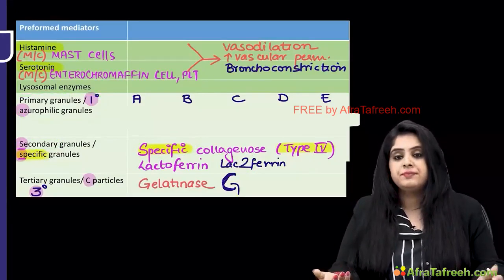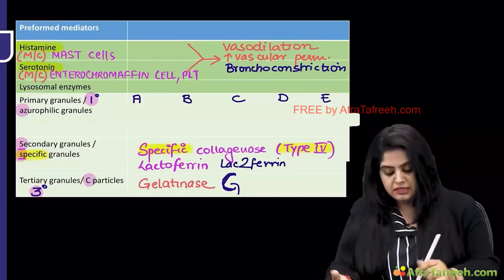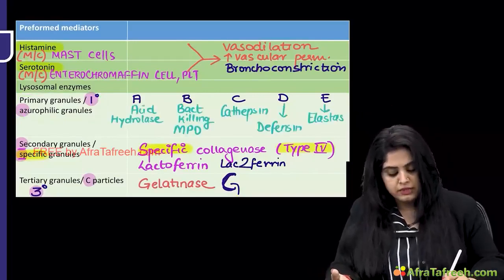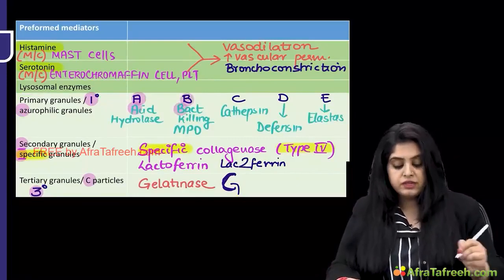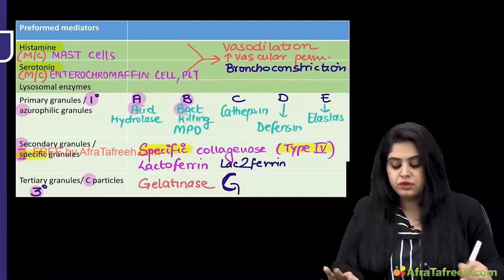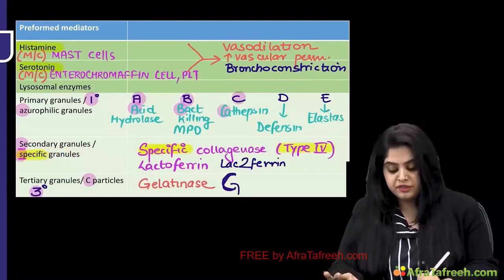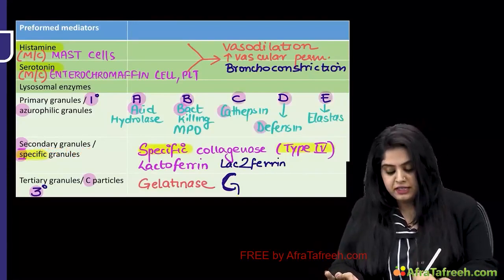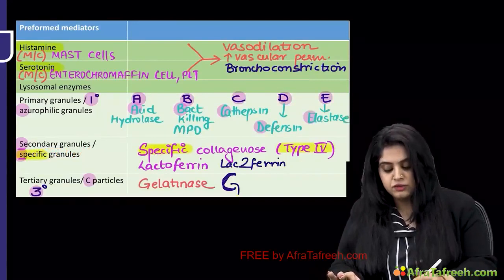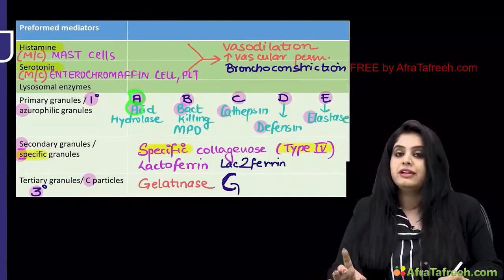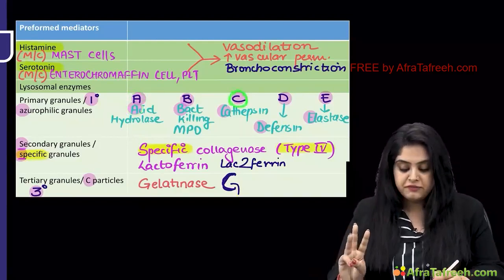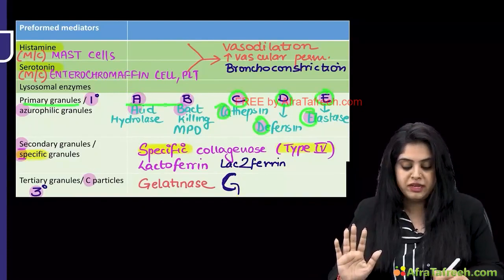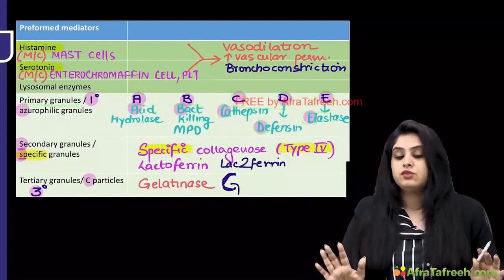Coming to primary school, what did you learn? You learned ABCDE, and that's about it. What is ABCDE? Please note, it releases A for acid hydrolase, B for the bacteria killing myeloperoxidase, C for cathepsin, D for defensin, E for elastase. Let's repeat: A for acid hydrolase, B for bacteria killing myeloperoxidase, C for cathepsin, D for defensin, E for elastase. So in primary school I studied ABCDE and the situation is sorted.